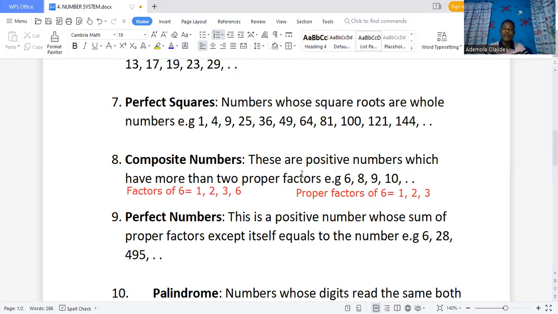So composite numbers are positive numbers which have more than 2 proper factors. For example, now look at 6. The proper factors of 6 are 1, 2, and 3. That is 3 numbers, at least 3 numbers as proper factors. Then such a number is said to be a composite number.